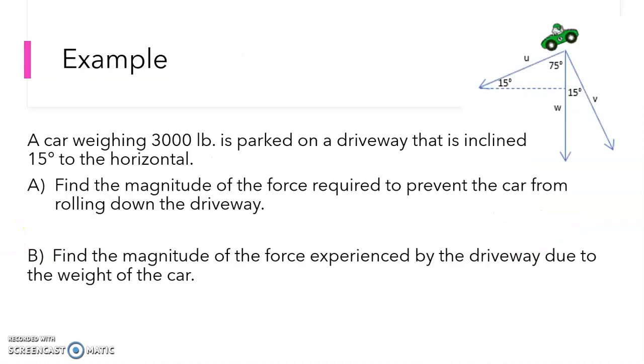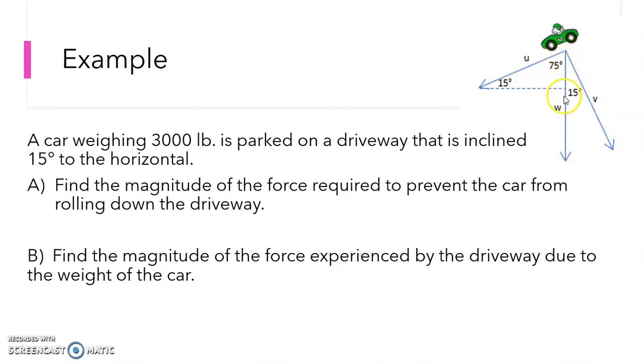In this example, it says, a car weighing 3,000 pounds is parked on a driveway that is inclined 15 degrees to the horizontal. They want us to find the magnitude of the force required to prevent the car from rolling down the driveway and find the magnitude of the force experienced by the driveway due to the weight of the car. So what I've done is I've drawn us a picture to help.